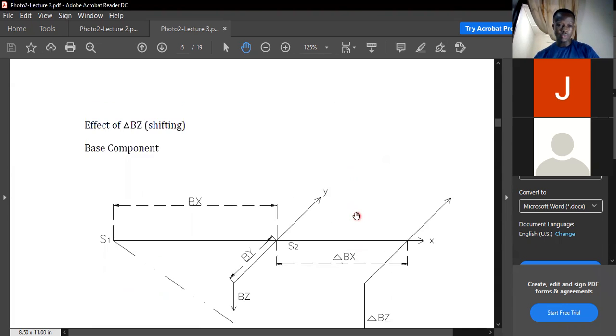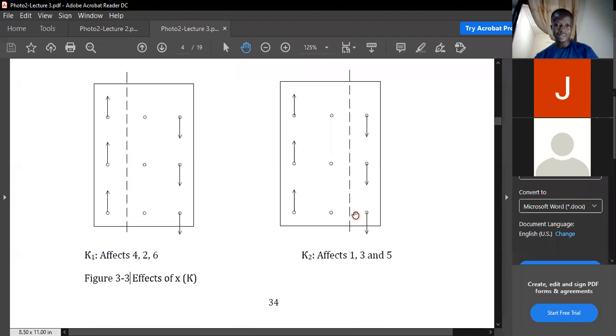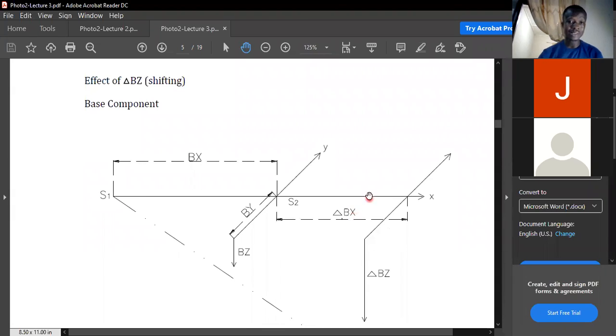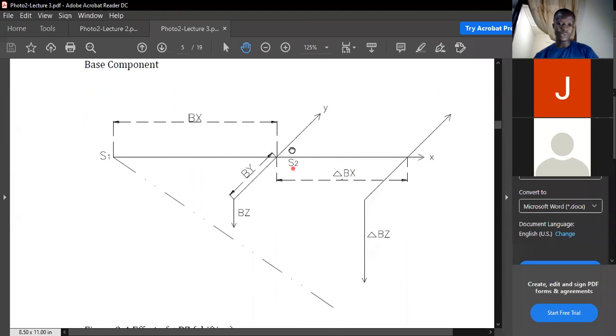All right. So we also have the shifts. We can have delta bx, delta by, delta bz. Okay, so these are just shifts. So instead of rotating, you are actually shifting along an axis. All right. So there you go.